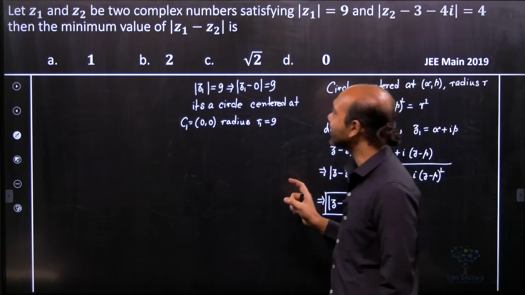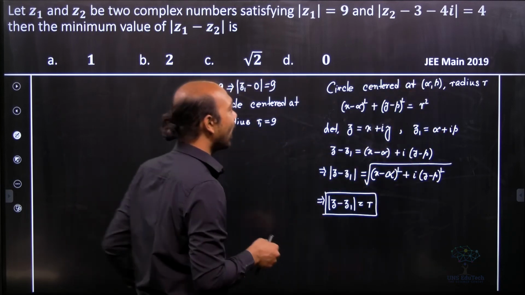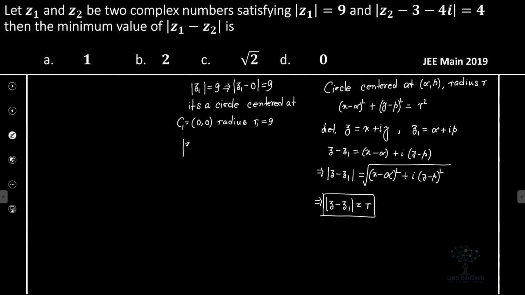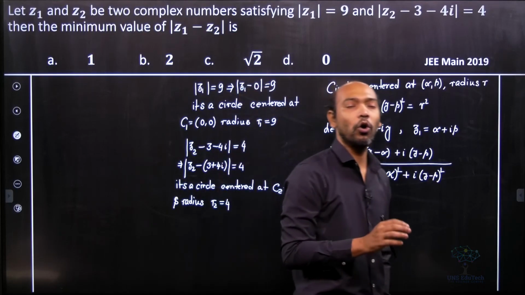Let's go ahead and discuss the second circle, because you can see that the second circle has 3 minus 4i. So we can write that mod of z2 minus (3 minus 4i) is equal to 4. That can easily be written as mod of z2 minus (3 plus 4i) equals 4, which implies it's a circle centered at c2, that is (3, 4), and radius is r2, equal to 4. So that's the representation of the two complex numbers.